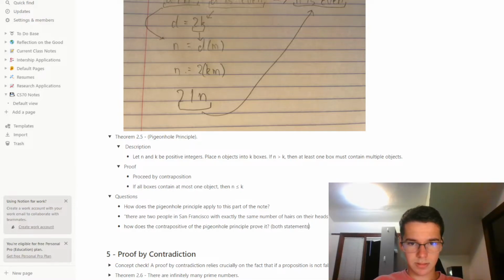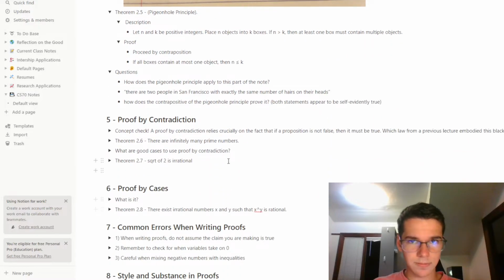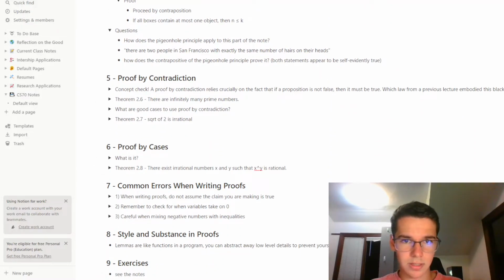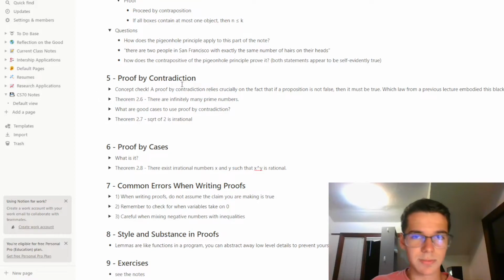Both statements appear to be self-evidently true. Okay, that's just a little note to myself. We're going to move on to the next section, which is proof by contradiction.